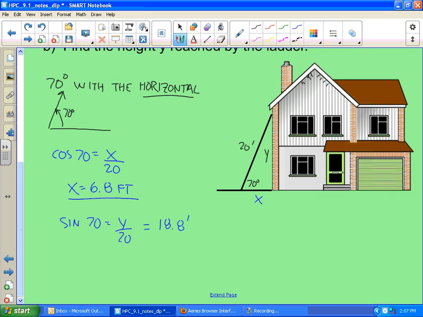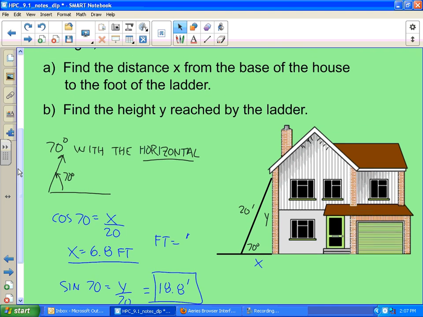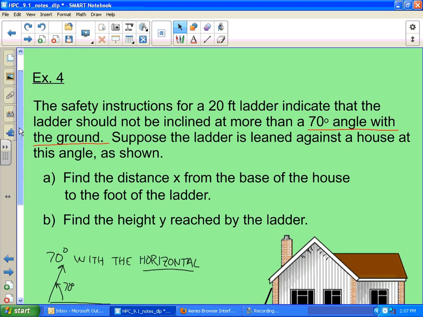18.8. You guys know what this means symbol-wise, feet. Okay. All right. So there we go. There's how high we can reach on the house, quote, safely. But if you want to have a little more excitement, then change the diagram to flat. I wouldn't advise that.